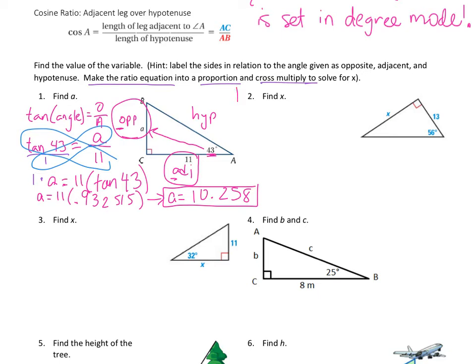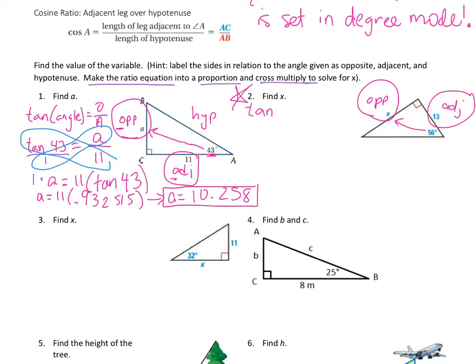On number 2, I would like you to solve this yourself, but I will help you set it up first. So across from the 56 is our x, and that is opposite. And then connecting it to the right angle is our adjacent. So you have adjacent and you have opposite, so you will be using tangent again. So go ahead and set up your equation and then solve for x.